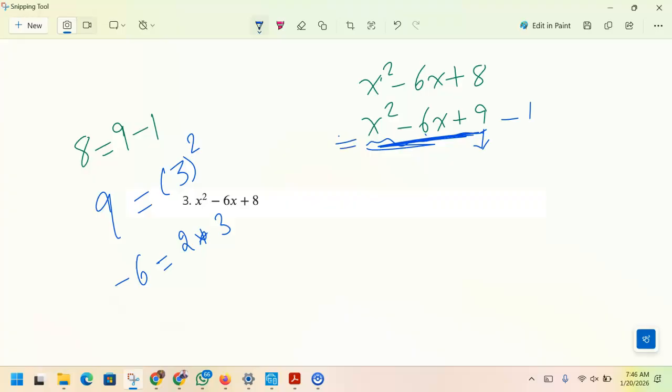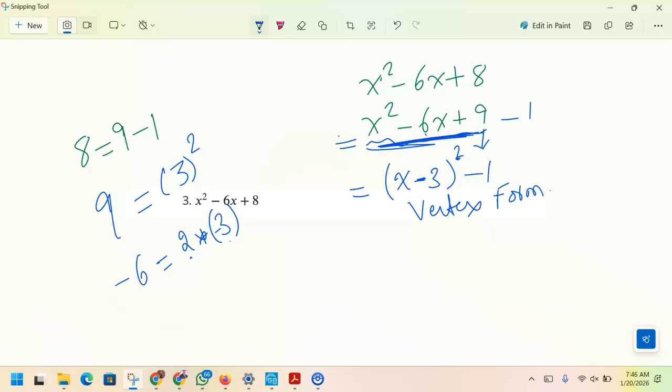So we can write this in the square form. You can write x and you can see this. So I made a mistake here. This should be minus 3. So it's a double of minus 3. So we put a minus 3 here and then minus 1. So again, this is the vertex form.